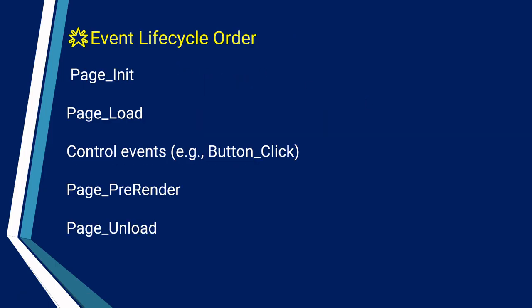Events in WebForms follow a specific order. First, Page Init runs, followed by Page Load. Then the control events, like Button Click, are processed. After that, Page PreRender prepares the page for display. And finally, Page Unload handles cleanup.